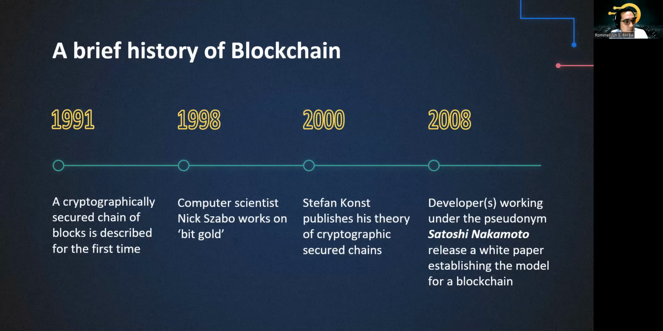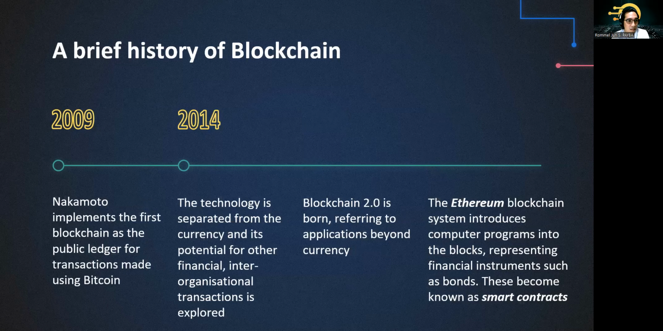In the year 2000, Stefan Konst publishes his theory of cryptographic secured chains, plus his ideas for implementation of such a technology. 8 years after, in 2008, a developer or a group of developers, because it's not really known, working under the pseudonym of Satoshi Nakamoto, released a white paper establishing the model for a blockchain. This is the beginning of Bitcoin. And then in 2009, Nakamoto implements the first blockchain as the public ledger for transactions made using Bitcoin.